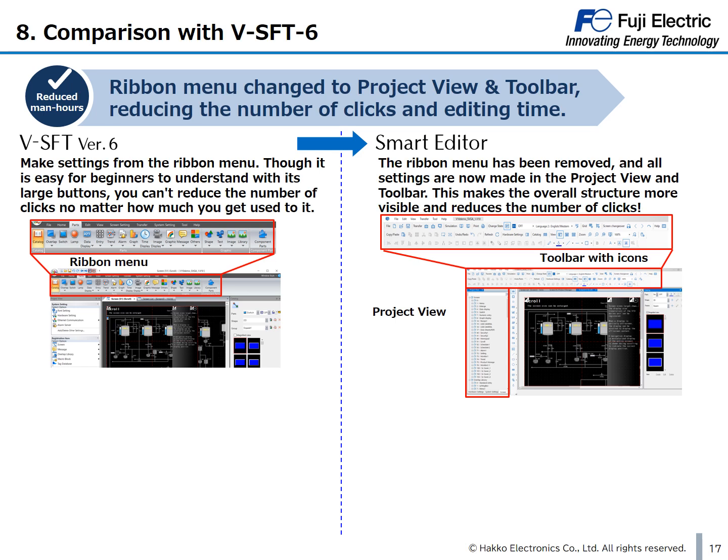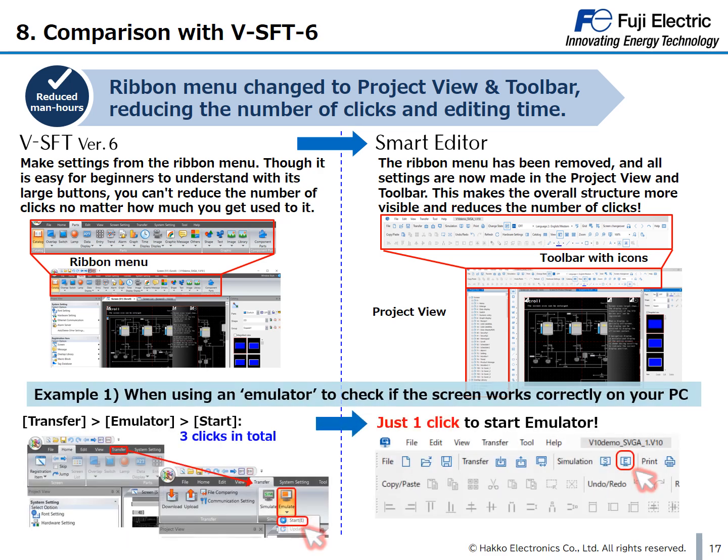Now let's compare VSFT version 6 and Smart Editor. In Smart Editor, the ribbon menu has been replaced by properties and toolbars with icons, making it easier to find functions and settings and facilitating smooth editing. To give a concrete example, when activating the emulator, VSFT version 6 required 3 clicks of Transfer, Emulator, and Start, while Smart Editor allows you to click the Emulator icon directly, meaning you can start it up with just one click.